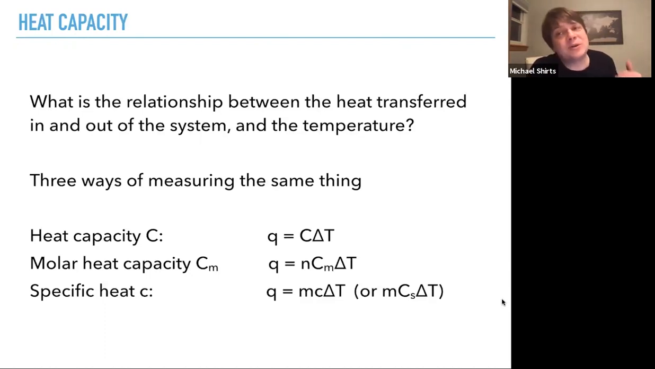The best thing to do is look at the units. If it's joules per gram Kelvin, then you know it's a specific heat. If it's per mole Kelvin, you know it's a molar heat capacity. And if it's just joules per Kelvin, you know it's a heat capacity. So all you have to do is pay careful attention to the units, and you know which of the three equations to plug it into.